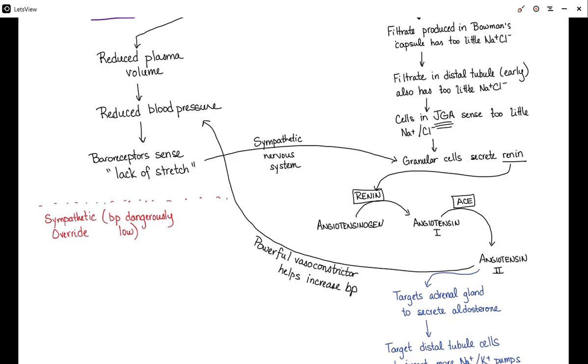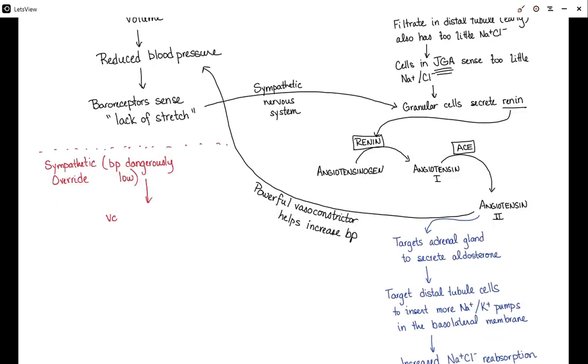So in the sympathetic override, what basically happens is we vasoconstrict a variety of renal arteries. This is going to reduce the amount of blood going into the kidney in the first place, and we also vasoconstrict the afferent arteriole. And that is going to reduce the glomerular filtration rate. So both of these actually aim to reduce the amount of blood in the kidney and reduce GFR.